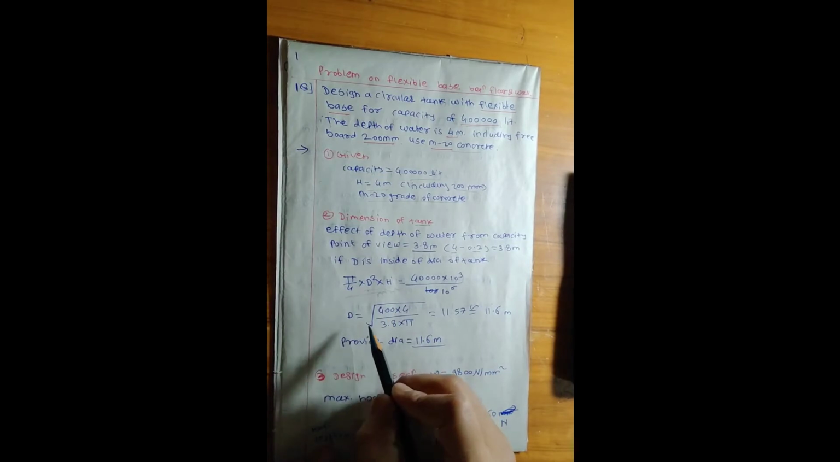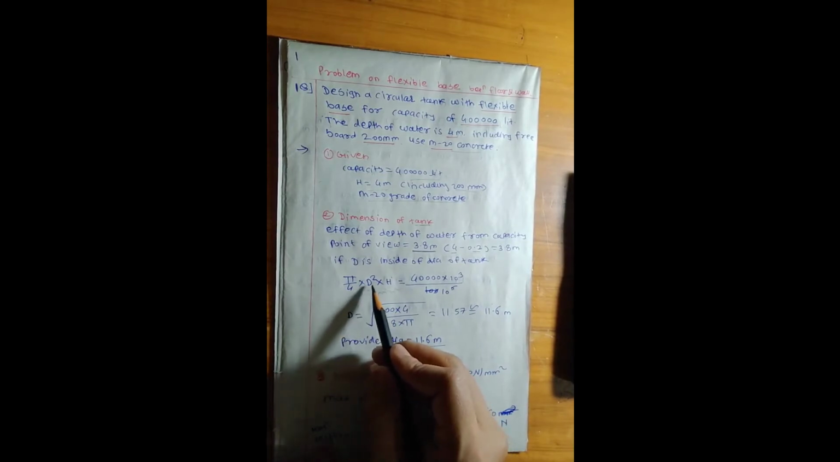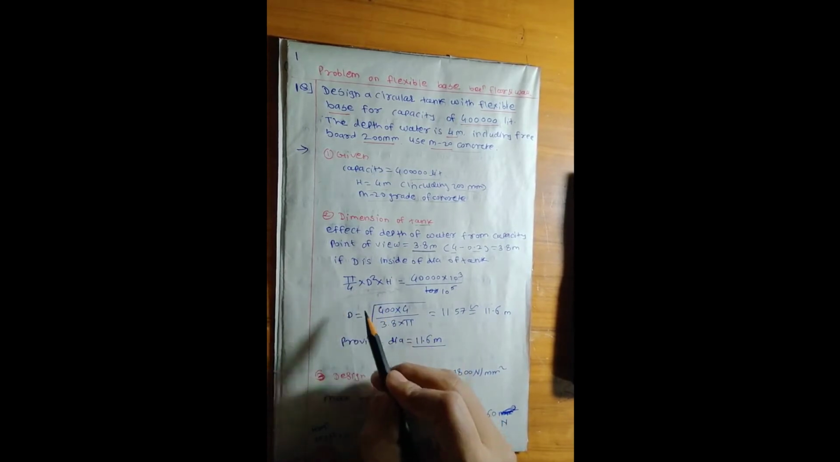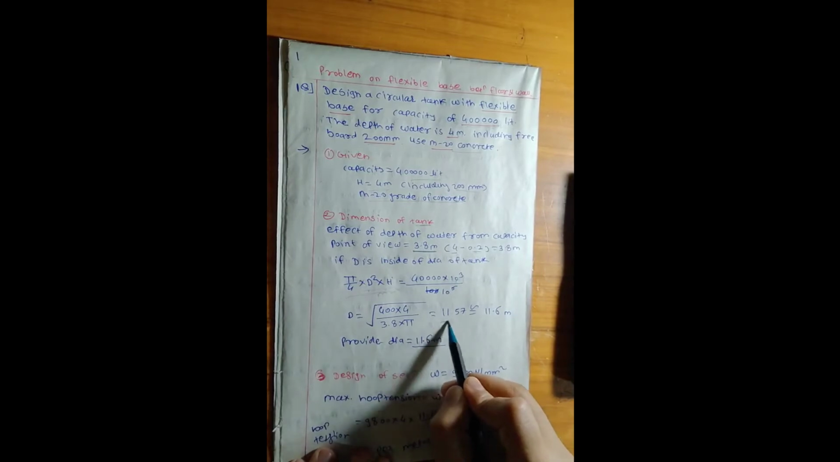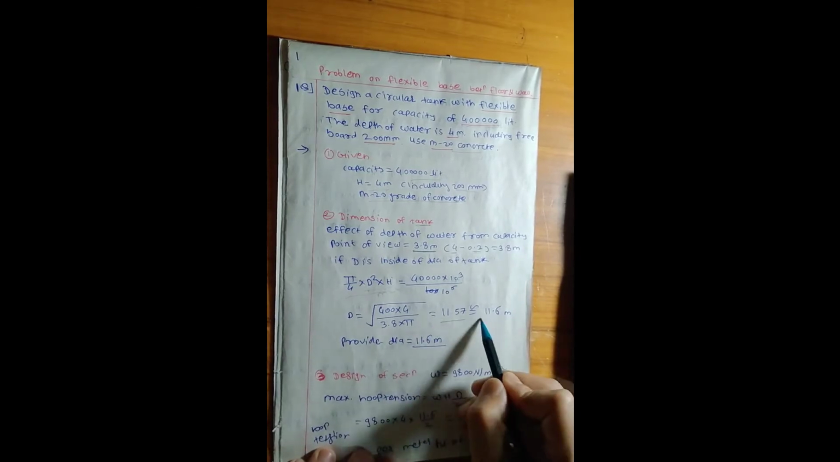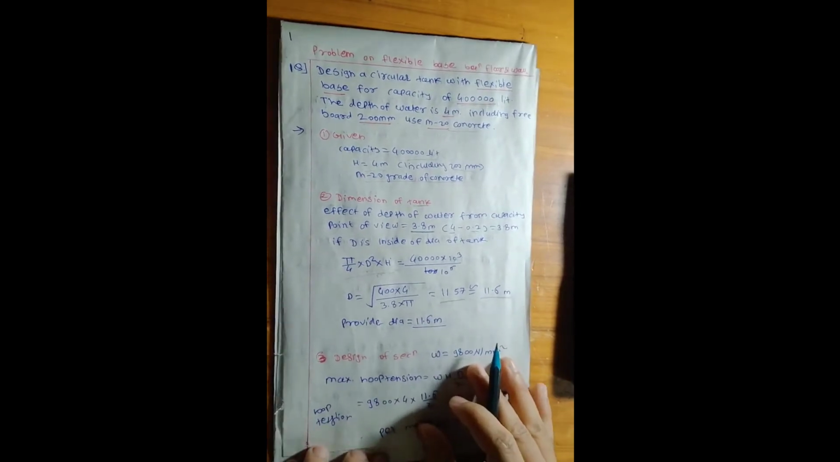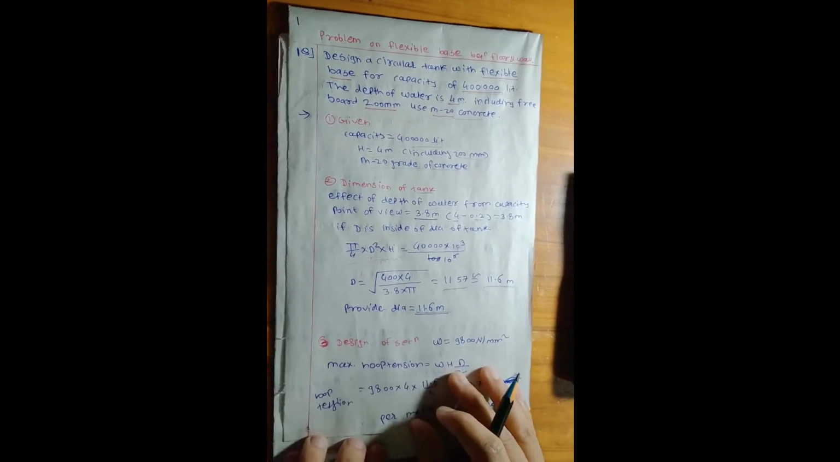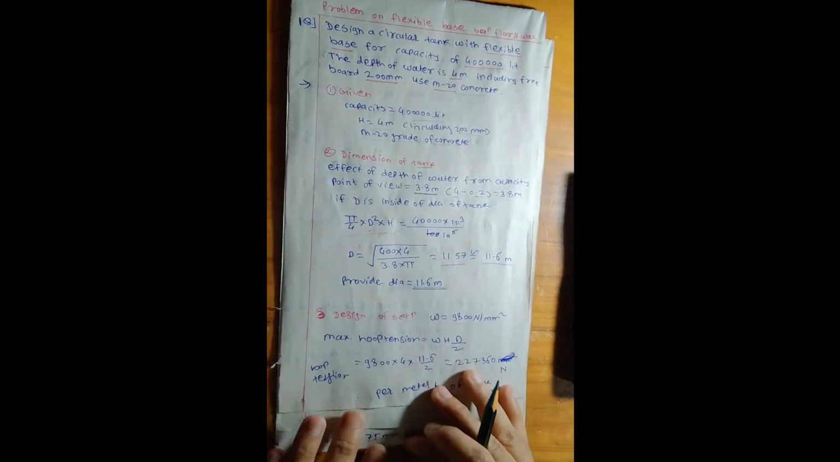This 3.8 is H, and pi remains pi. The under root is due to the square of the diameter. So we get 11.57. Let's assume 11.6 as the diameter of the water tank. Now we have to design a section.